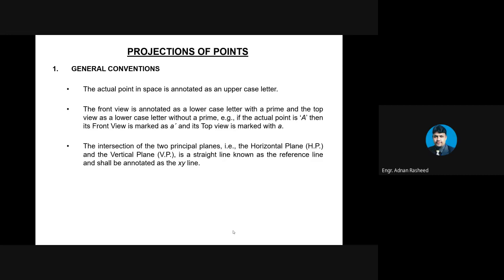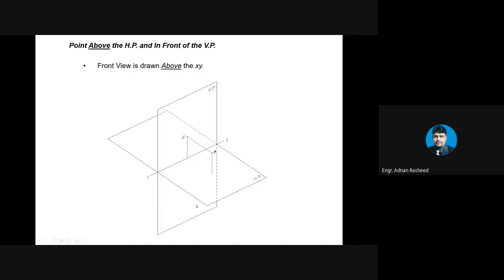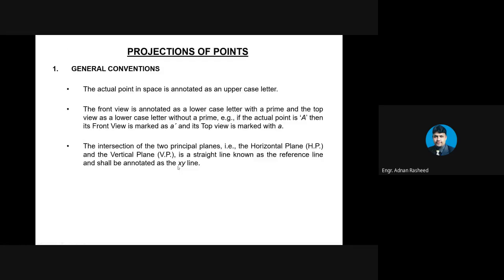Okay, so let me start with projection of a point. Before going into the types of projection, first we will discuss what is meant by projection of points. For example, if you have these planes and the point may lie anywhere in the fourth quadrant, how will you be able to project it on this vertical plane as well as the horizontal plane? So we will discuss that. Clear? Okay. There are certain conventions that are related to projections of points.